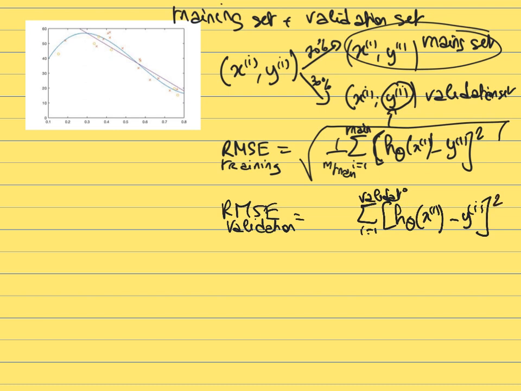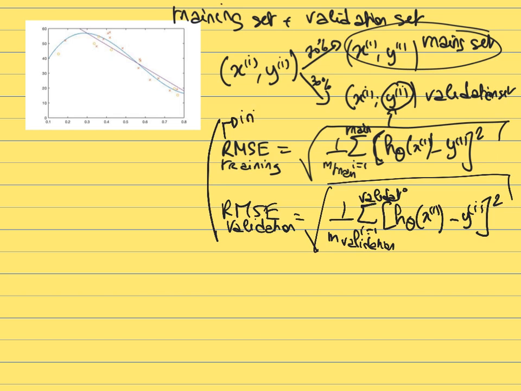Take the square, take the sum of all those values, divide by the number of values in the validation set, and then take the square root to get the RMSE. And this score is going to tell you how well the model managed to generalize. So you have the RMSE for the validation set.